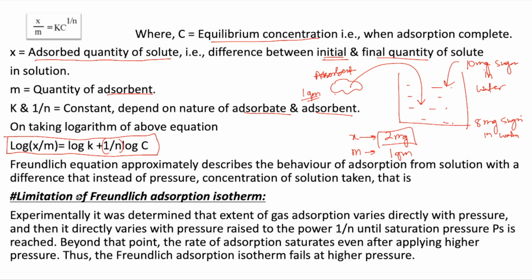There are some limitations of the Freundlich adsorption isotherm as well. Experimentally, it was determined that the extent of gas adsorbed varies directly with pressure, and then it varies with the pressure raised to the power 1/n until saturation pressure Ps is reached. Beyond that point, the adsorption saturates even after applying higher pressure. Thus, the Freundlich adsorption isotherm fails at high pressure. So that's one of its limitations.